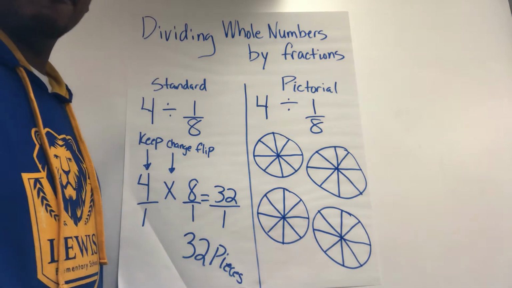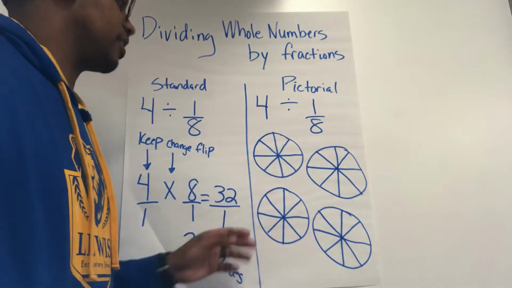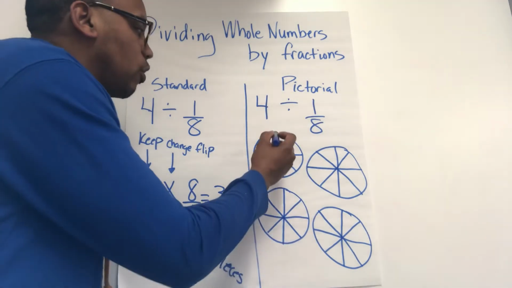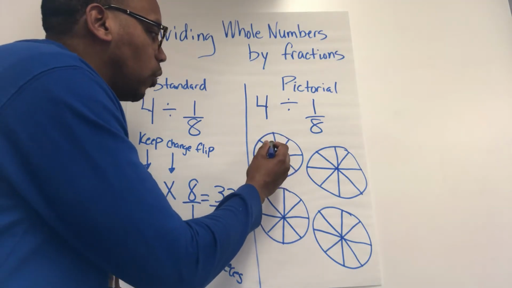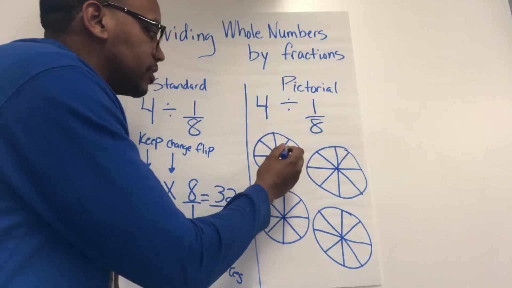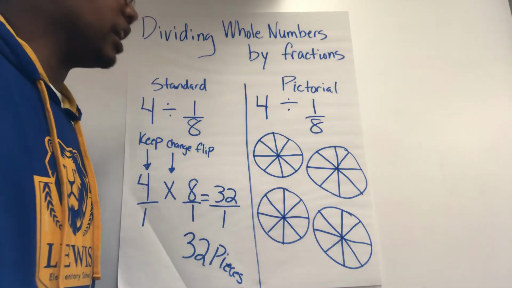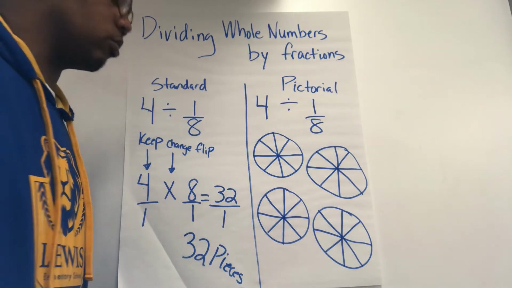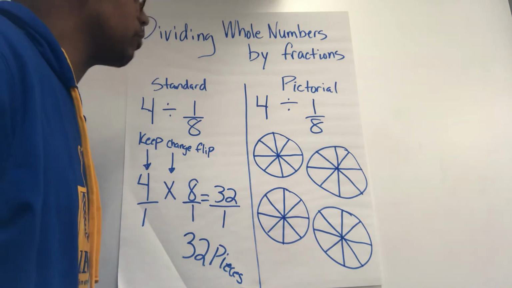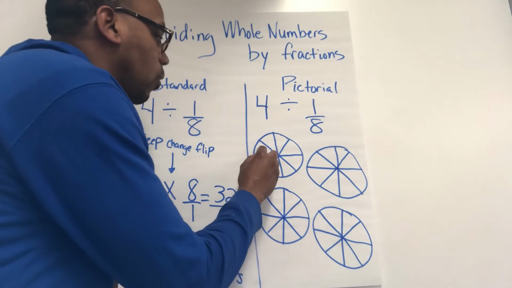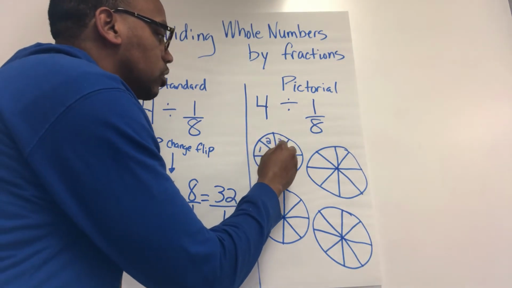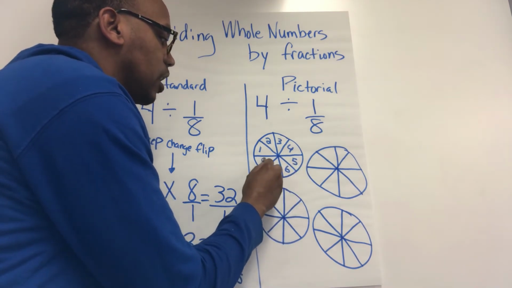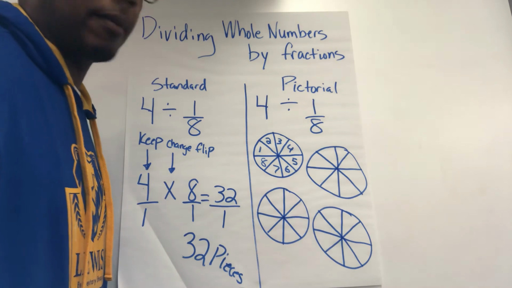Now, I have taken 4 pies and I have divided them into 1/8 pieces. Each piece is worth 1/8. 1, 2, 3, 4, 5, 6, 7, 8. So my answer is how many 1/8 pieces are in 4 wholes. So literally all I have to do is count the pieces. 1, 2, 3, 4, 5, 6, 7, 8. 8 pieces will come out of that first pie.